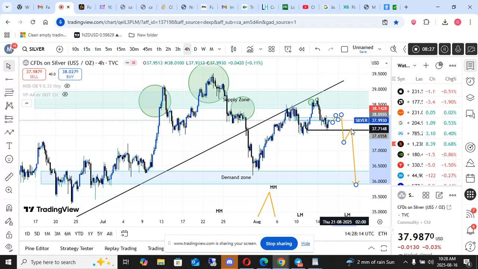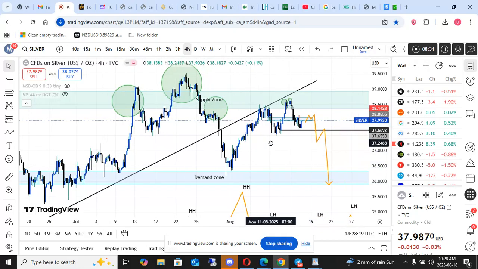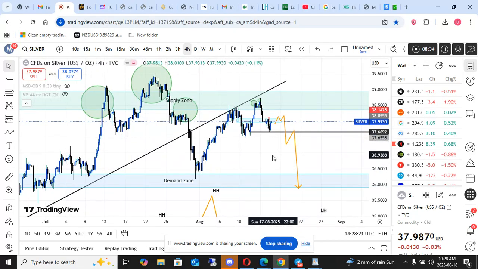So you require patience to see the market play out. We just follow the markets. We don't gamble. We just allow the market to react. Then we follow. All right.